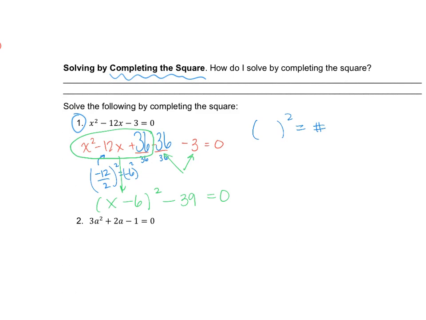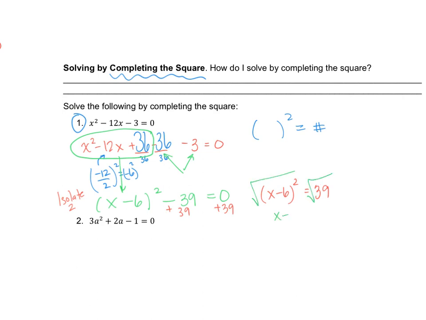and we have a problem like the last page. So we want to isolate the thing that's squared, and that's going to mean add 39 to both sides. So we get x minus 6 squared equals positive 39. Then we'll square root both sides.